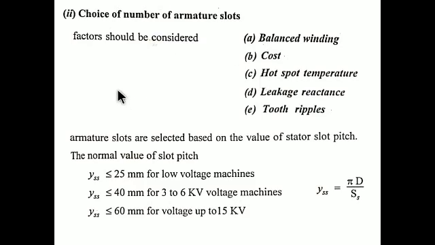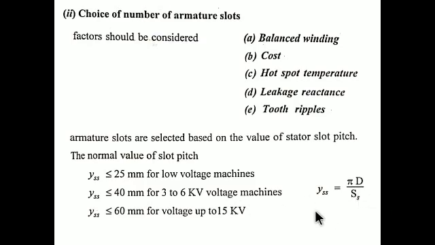Okay. Then let's go on to find the steps to select the number of slots. The first step is the normal value of slot pitch, which is y of ss. You need to find y of ss by using this formula: pi D divided by Ss, where D is the diameter and Ss is the number of stator slots.